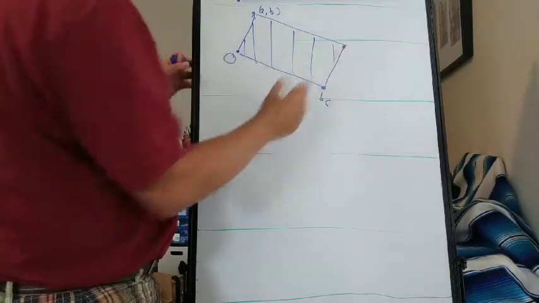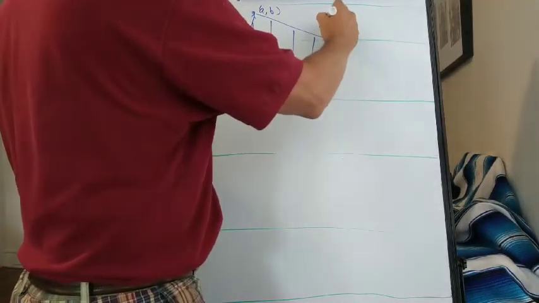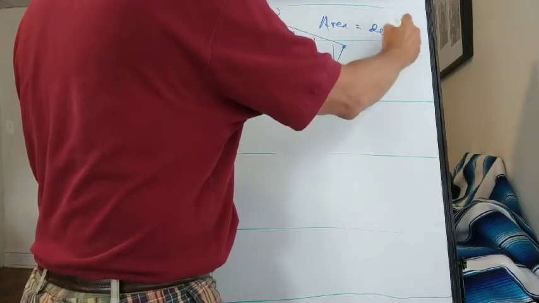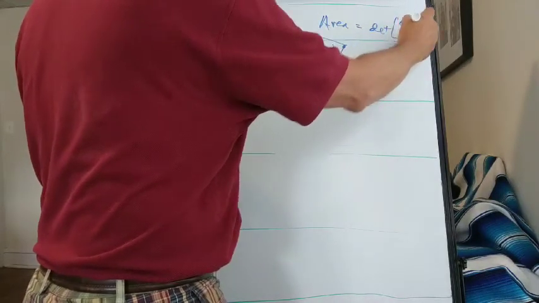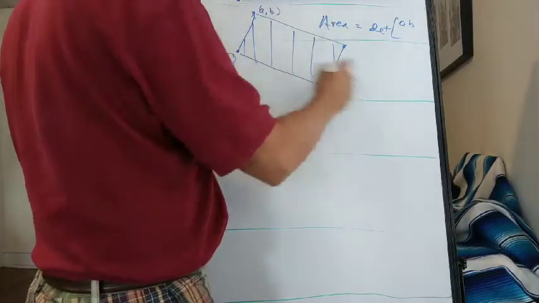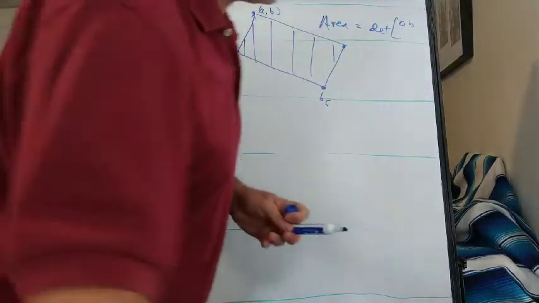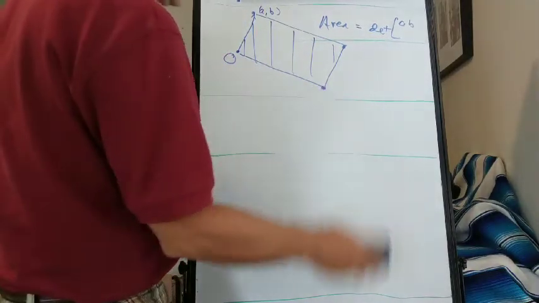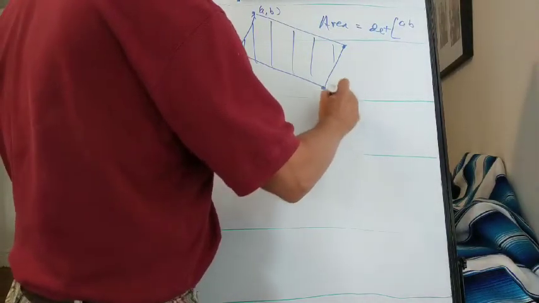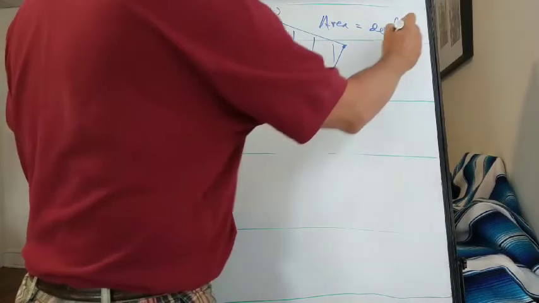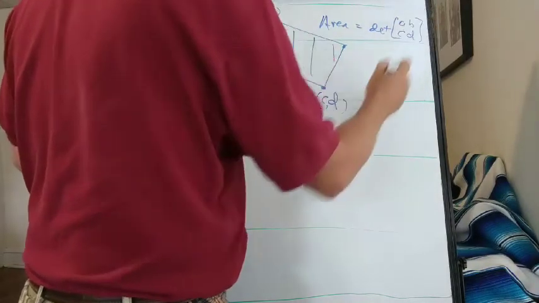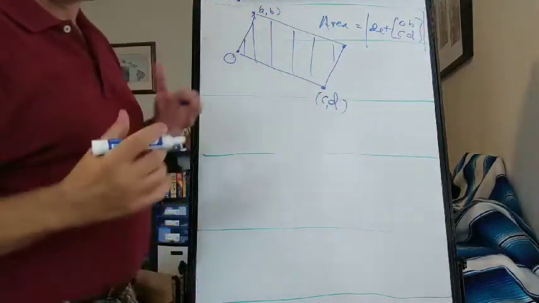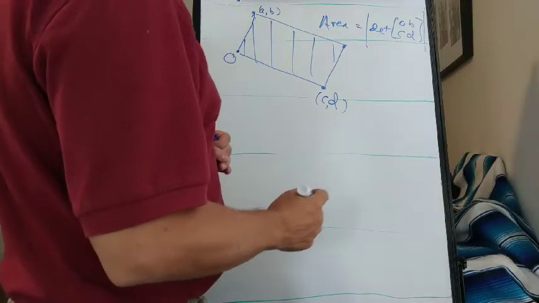So the area of this parallelogram turns out to be the determinant of the matrix whose components are AB. I'm sorry, this should be CD. Those 2 points don't necessarily have anything to do with each other. It should be that in absolute values in case it turns out to be negative.